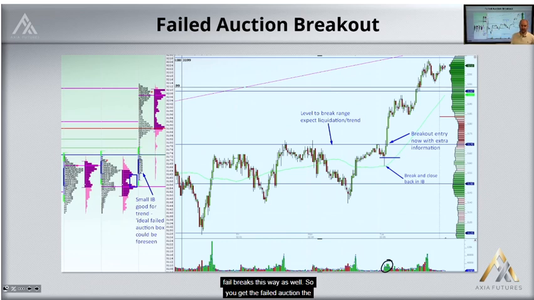If it fail breaks this way as well, so you get the failed auction the other way, then straight away you're thinking, okay, another neutral day, I can get out of this trade. And yeah, it's not going to be a great winner, but you might be able to take 7, 8 ticks out of the trade.